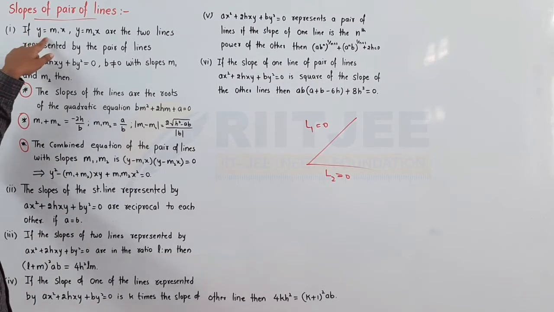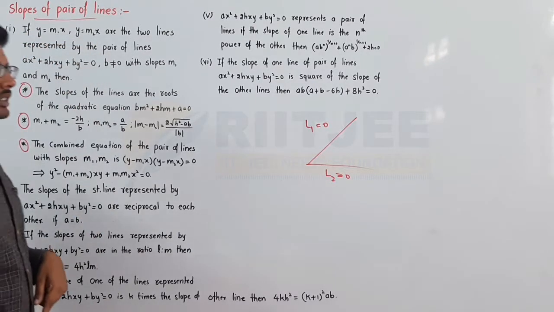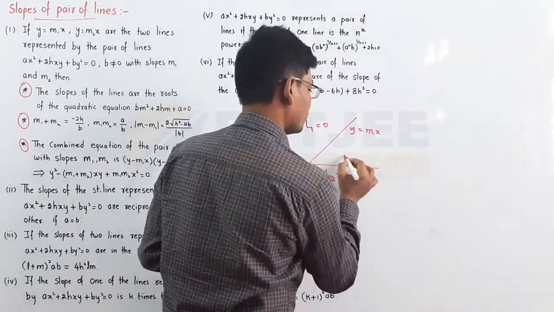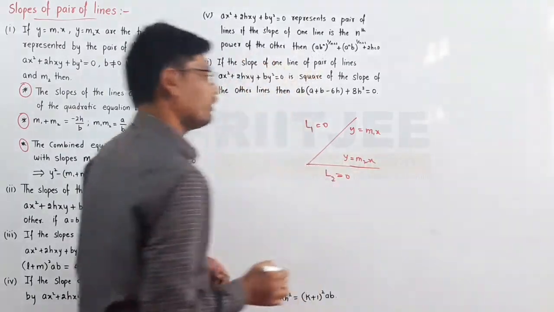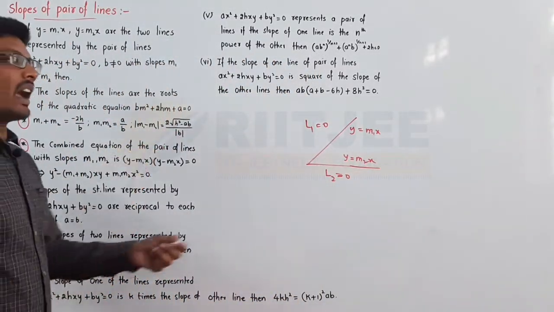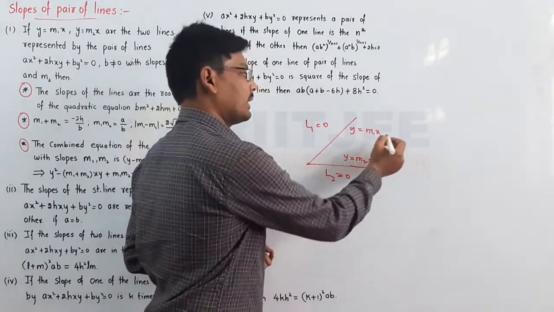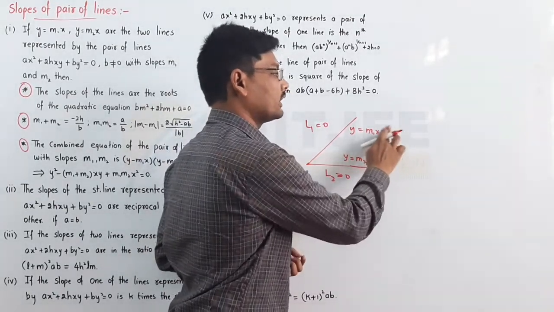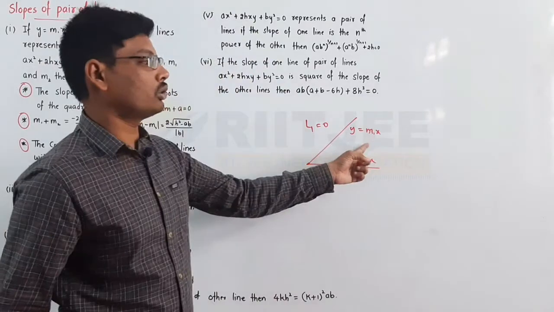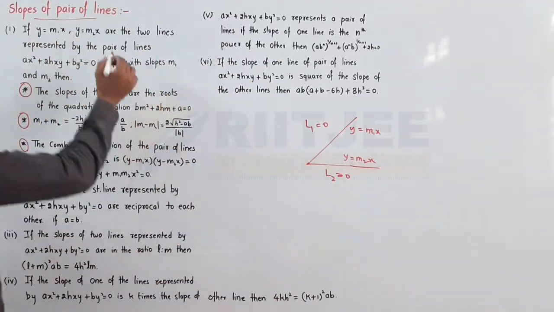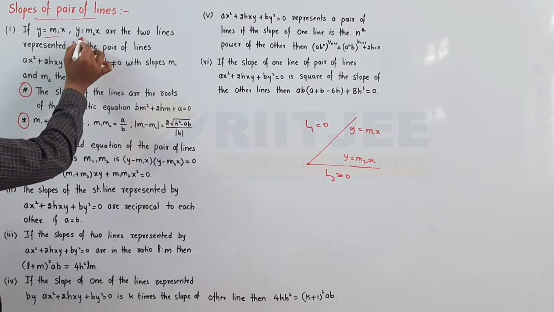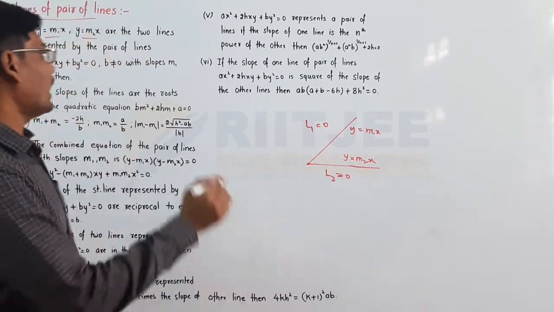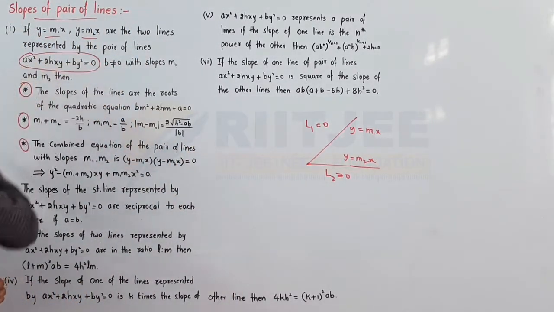If y is equal to m1x and y is equal to m2x, here we have two straight lines which are having intercept 0. We don't have intercepts, that is nothing but they are passing through the origin, and here we have two slopes m1 and m2. So y is equal to m1x and y is equal to m2x are the two lines represented by the pair of straight lines, with an equation ax square.